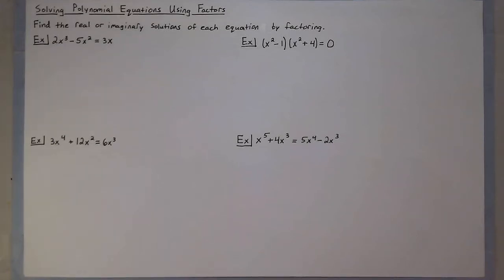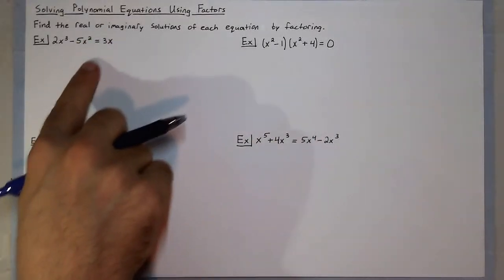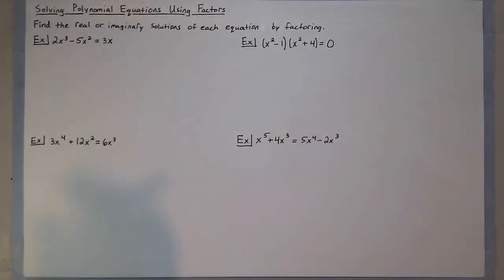In this video, we're going to learn how to solve polynomial equations using factors. So we're going to find the real or imaginary solutions of each equation by factoring. In order to do this, we need to move all of our terms to one side so that they're equal to 0, so that way we can use the zero product property.